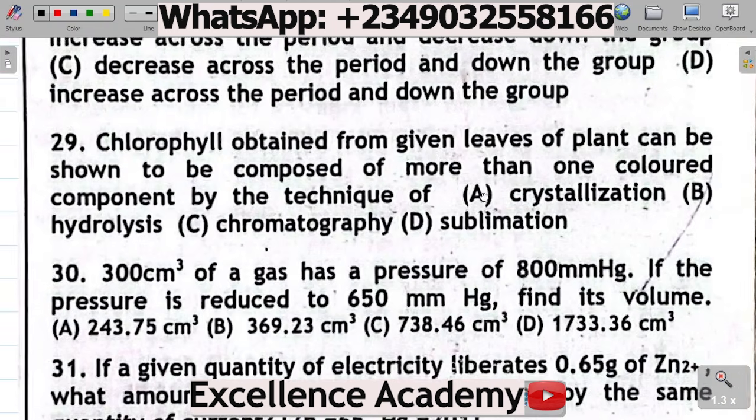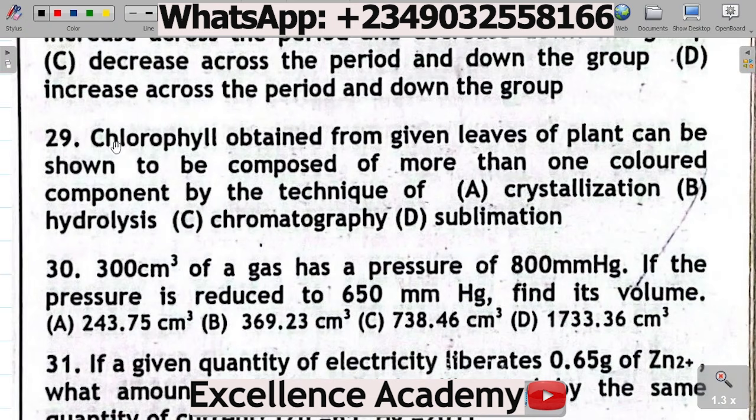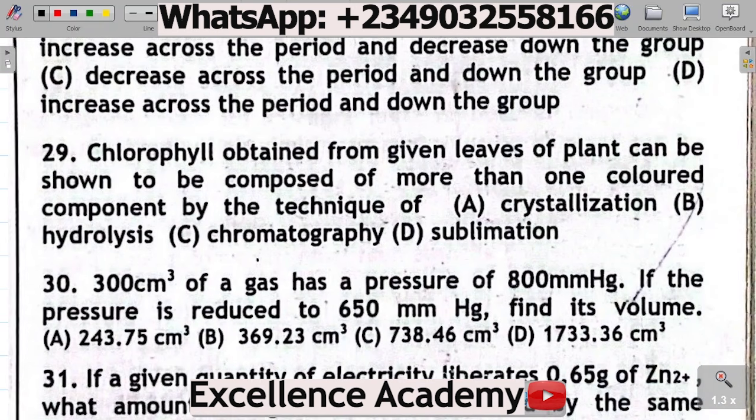All right. Question 29. Chlorophyll obtained from the leaves of plants can be shown to be composed of more than one colored component by the technique of: A. Crystallization, B. Hydrolysis, C. Chromatography, D. Sublimation. So what is the correct answer for this question? For this question, the correct answer is C, Chromatography. All right.